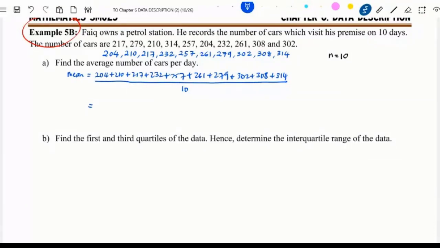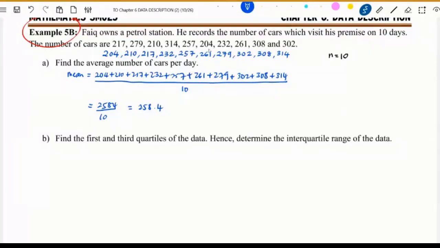What do we get for the total data? 2584. 2584. Okay, good. Alright, so 2584, which is divided by 10. So obviously your mean will be equal to 258.4. Okay, so that is part A.